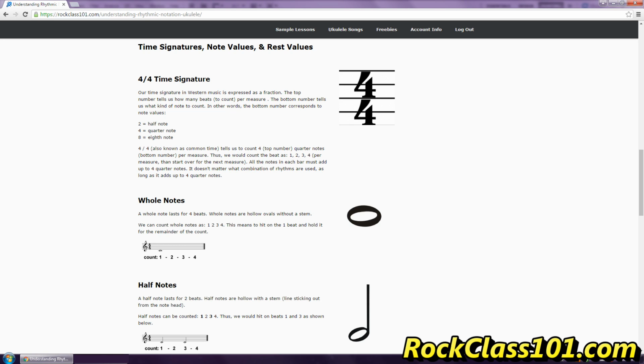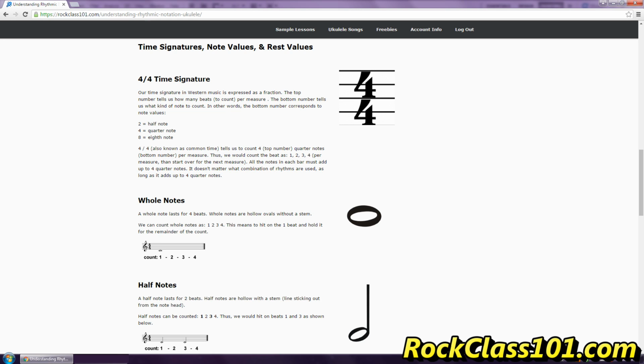So basically 4/4 is telling us to count 4 quarter notes per measure. So measure 1 would be 1, 2, 3, 4. Measure 2, 1, 2, 3, 4, and so on. We're just counting 1, 2, 3, 4, but we're filling that beat as a quarter note. All right, let's go ahead and look at some of these notes.